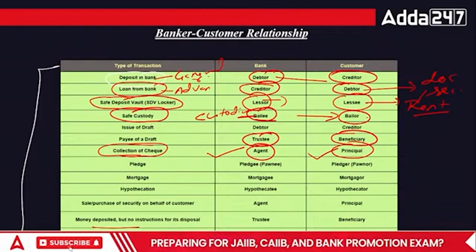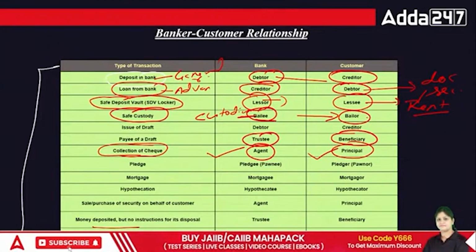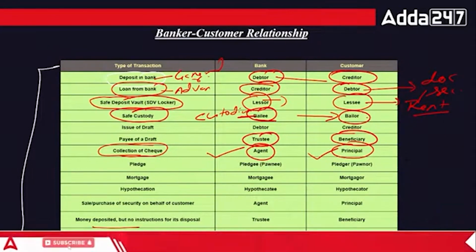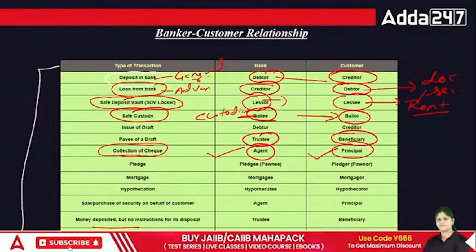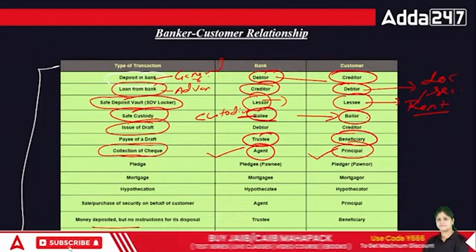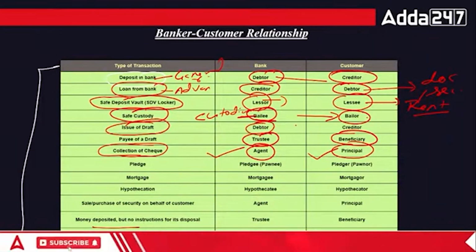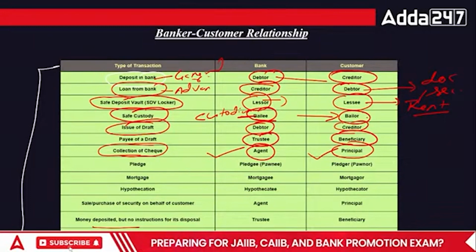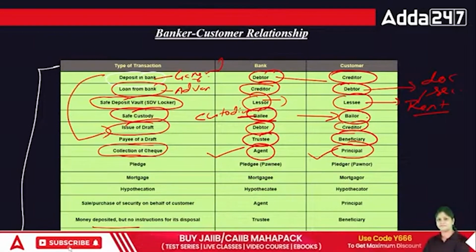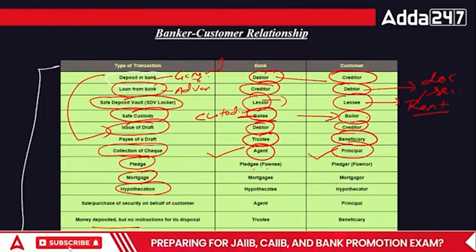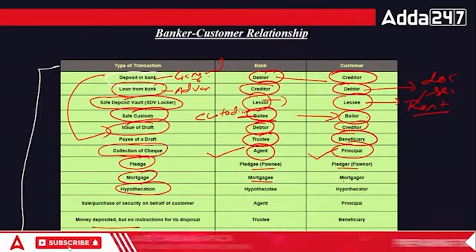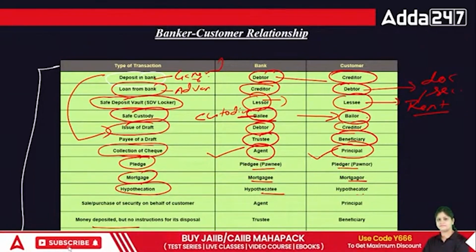Now in the case of issue of a draft, there is another relationship, right? There are so many relationships actually. Now there is another relationship in the issue of a draft. It becomes debtor and creditor. Similarly in the case of deposits in the bank. In the case of pledge, mortgage and hypothecation, the relationship is pledgee and pledger, mortgagee and mortgagor, hypothecatee and hypothecator.